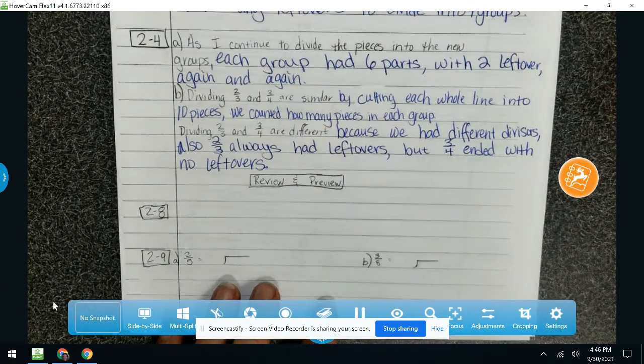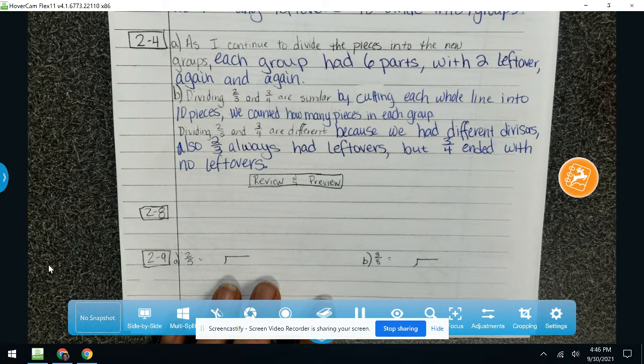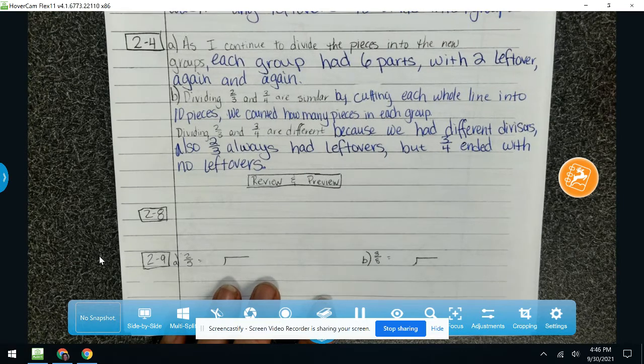So, ladies and gentlemen, I'm sorry this one is in 2 parts. I'm hoping I can find the first part. Maybe I can splice them together.